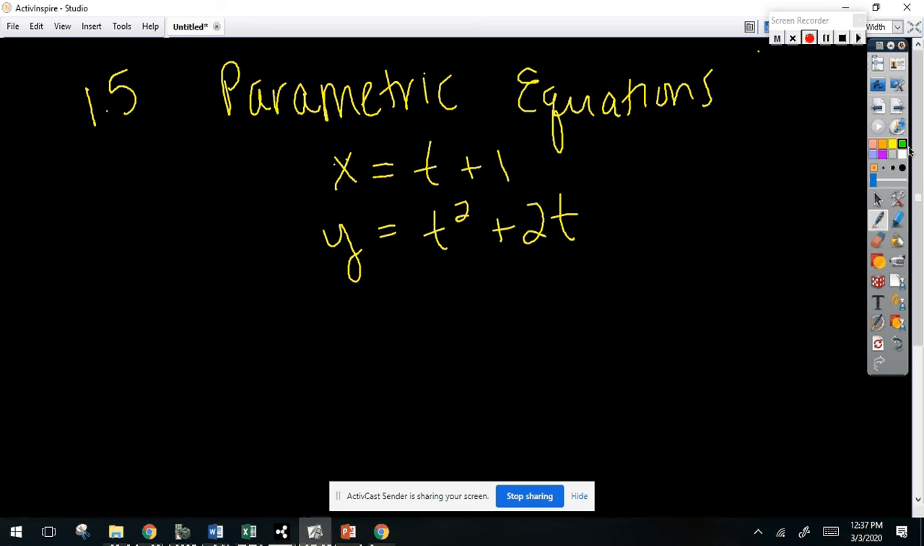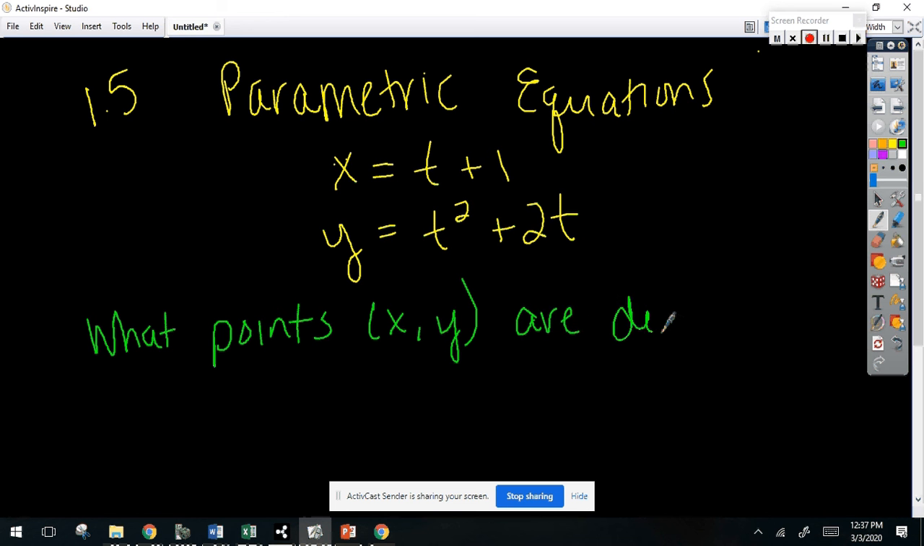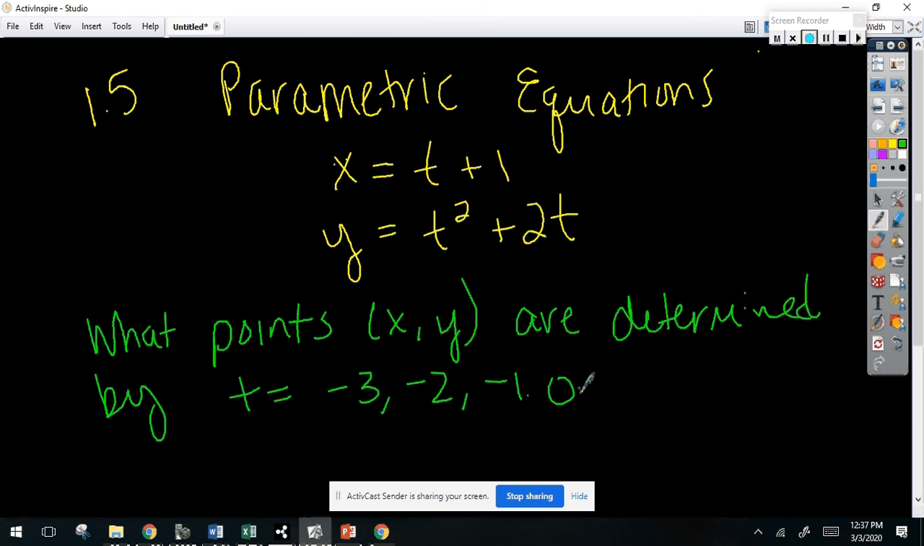So what we want to do is we'll do several things with this. The first thing we'll do is define it. We'll say that this is defined for all points, but the first thing I want you to do is tell me what points, and when I say points, I'm talking about coordinates. So I'm talking about an x and a y. What points are determined by t equals -3, -2, -1, 0, 1, 2, and 3?